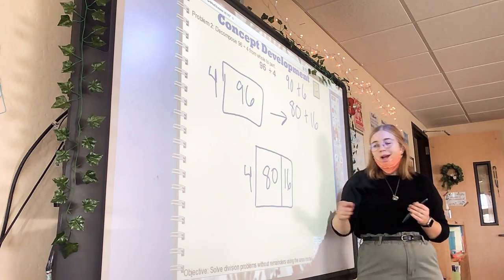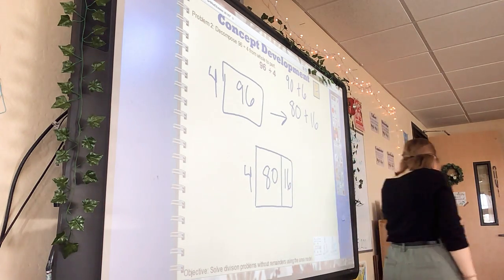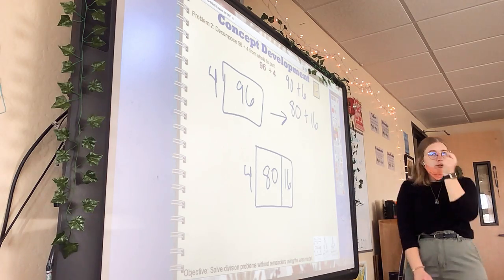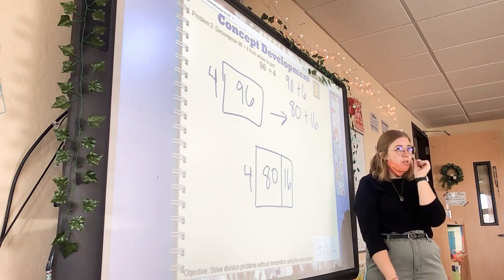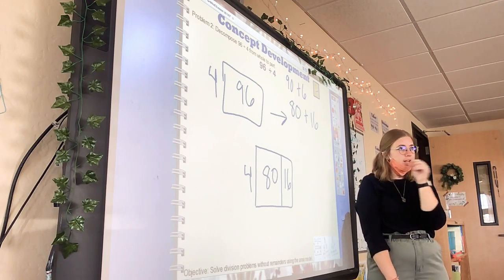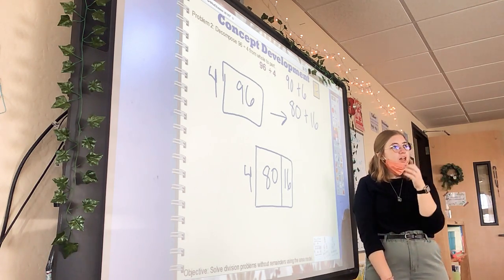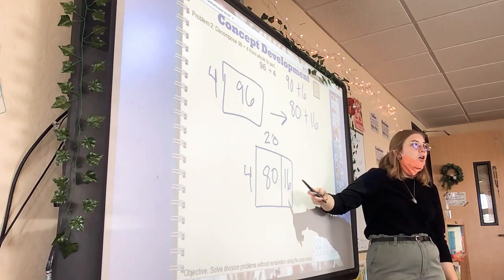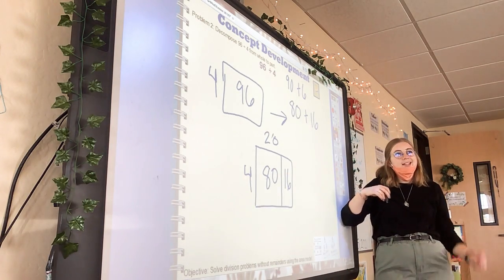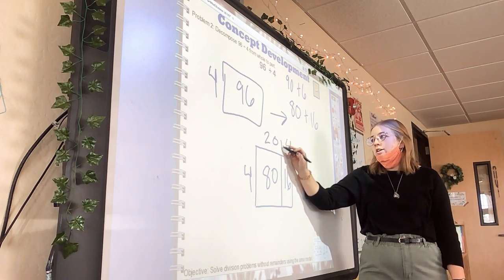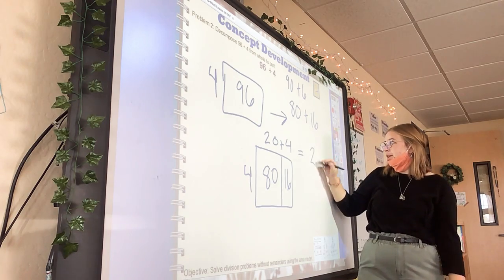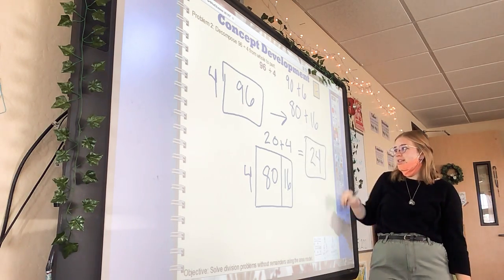All right. What times 4 equals 80? Okay, think about it. Don't say it. In order to find that, think about what times 4 equals 8, and then throw a 0 on there. So everybody got it? Throw a 0 on there. What is it? Go. 20. So 4 times 20 gives me 80. 16 divided by 4 is what? Go. 4. So this part is 20. This part is 4. What is 20 plus 4? Go. 24. So 96 divided by 4 is 24.